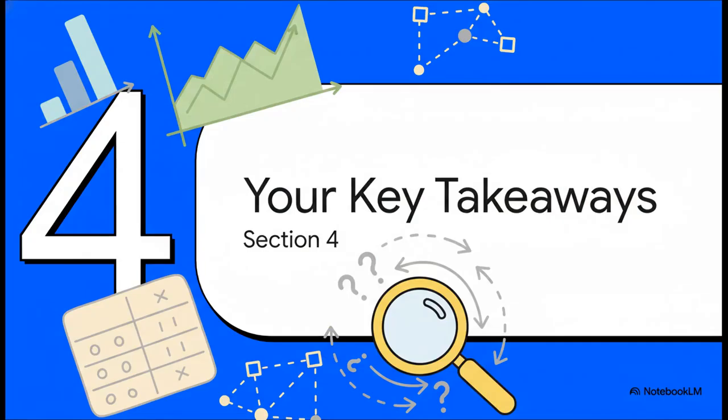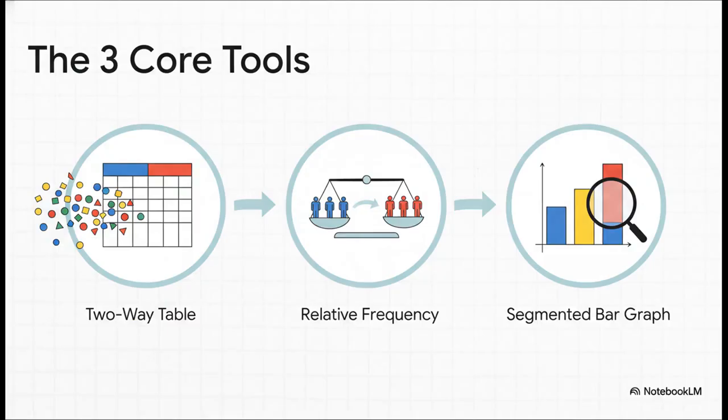So let's just do a quick wrap-up of the 3 main tools we used to uncover these hidden patterns. These are the big ideas you'll want to take with you. First, we had the two-way table. That's for organizing your raw data. Second, relative frequency, or just, percentages. That's the secret to making fair comparisons. And third, the segmented bar graph. That's what turns your numbers into a picture, so you can spot the association instantly. Just always remember that an association isn't the same thing as causation.